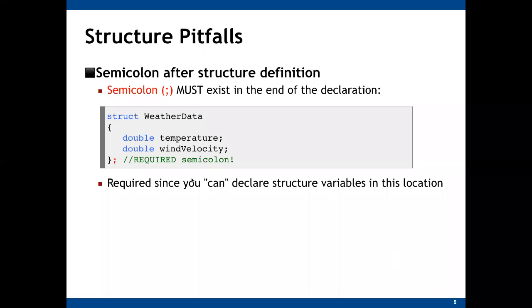And when you are defining a structure, you have to put a semicolon after the final brace here. There's a reason for this strange syntax. You can put the structure variable name between this final brace and the semicolon. With this, developers can define a structure and declare the structure variable at the same time.